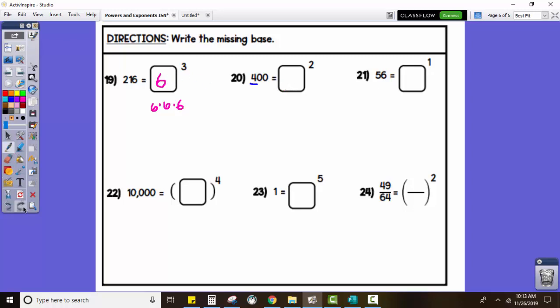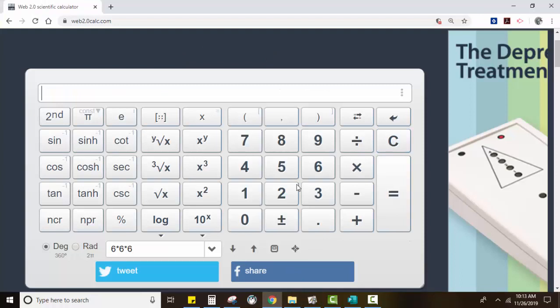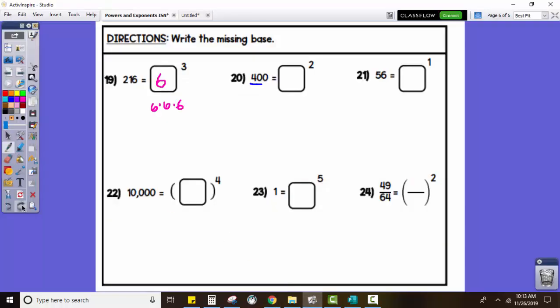Now on number 20, I can use a little bit of number sense to figure out what number multiplied by itself twice is 400. Well, if I use this 4, I know that 2 times 2 is 4, so it obviously has to be more than 2, so I'm going to try 20 times 20. So 20 times 20 is indeed 400. So my missing base there is 400.